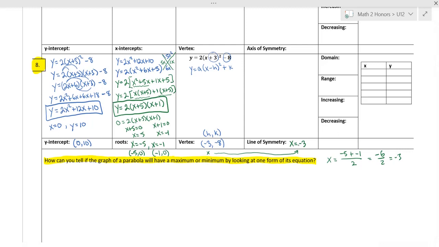Alright, we have a lot of information here. Let's plot the points. Let's see what we can do here.